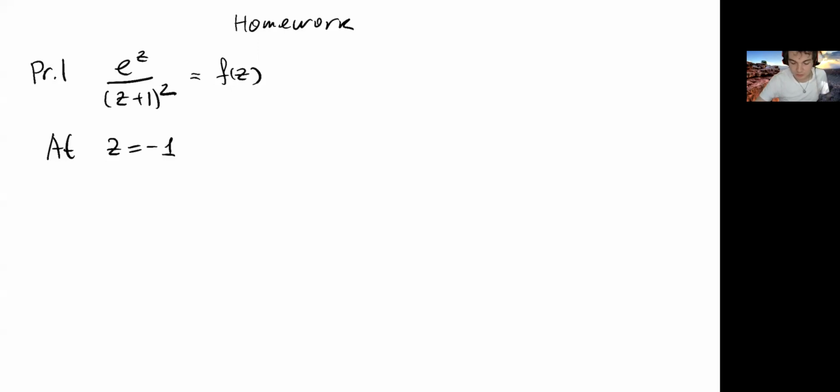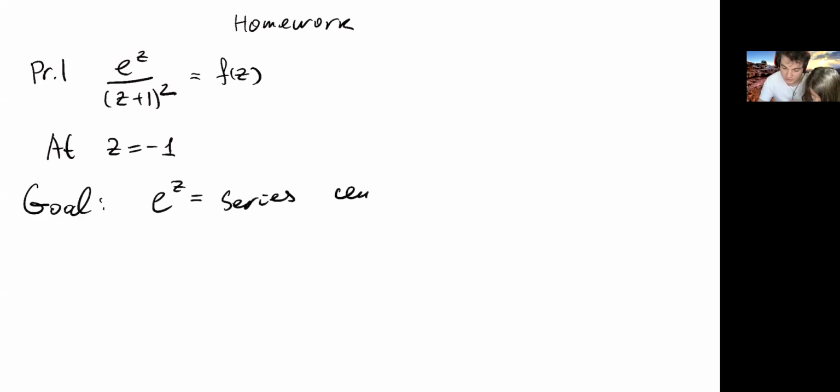At z equal to -1, (z plus 1) squared is already of this Laurent type, and so we only need to expand e to the z. Our goal is to write e to the z as a series centered at z equal to -1. Now, e to the z is analytic everywhere.